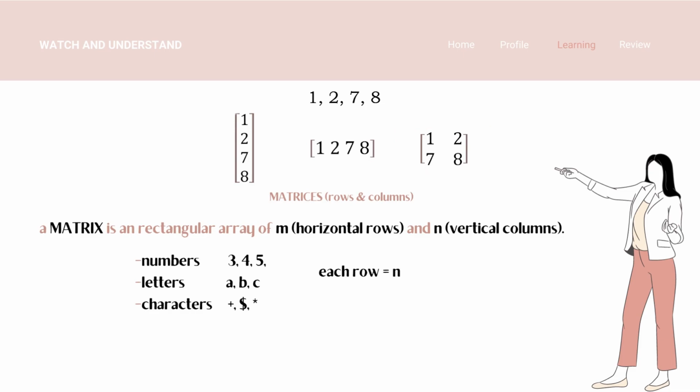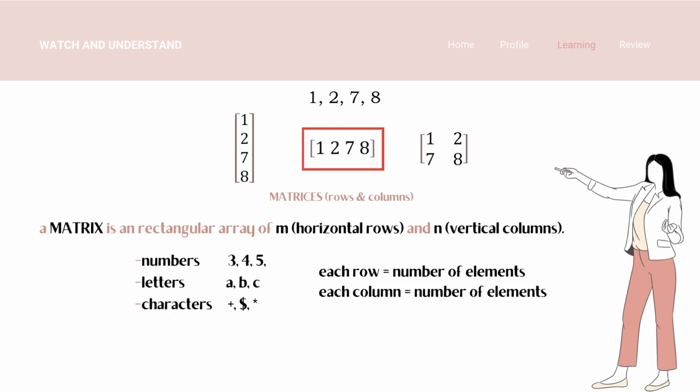But you must remember that there is one important condition you need to keep in mind. Each row needs to have an equal number of elements. For example, the first matrix above shows that each row has 1 element. And each column also needs to have an equal number of elements, like the second matrix above shows that each column has 1 element.